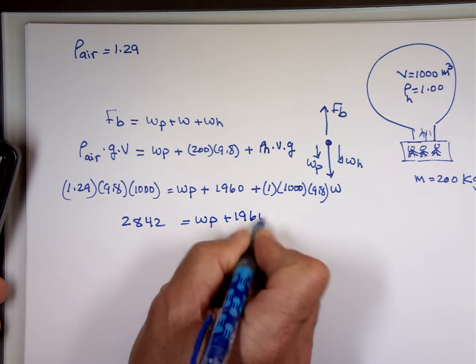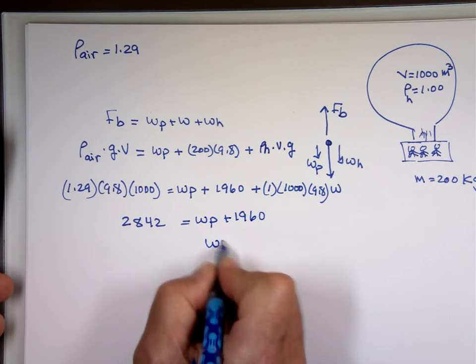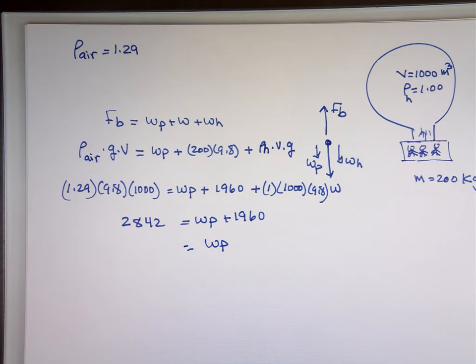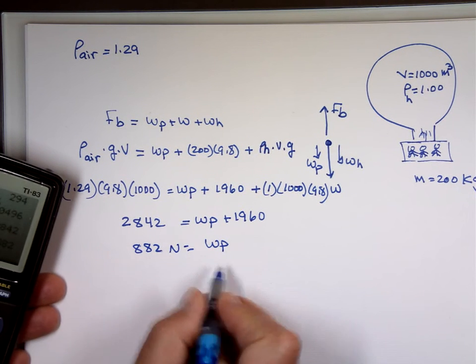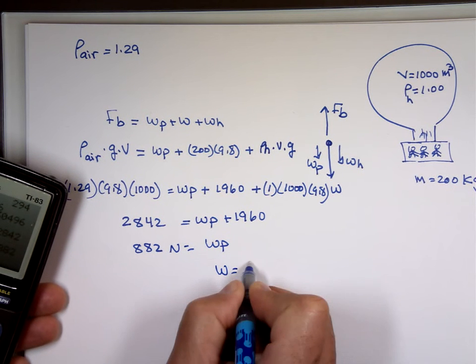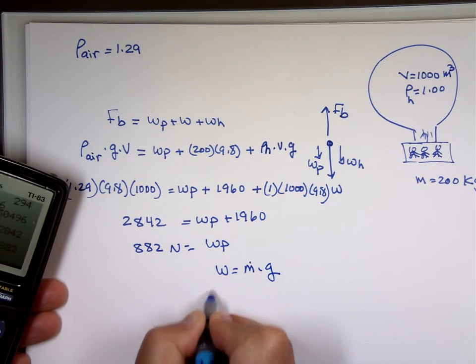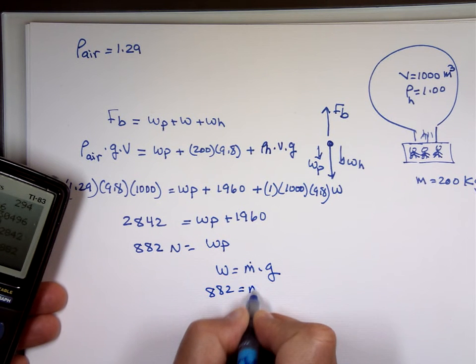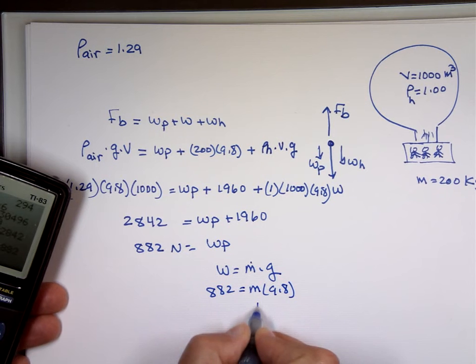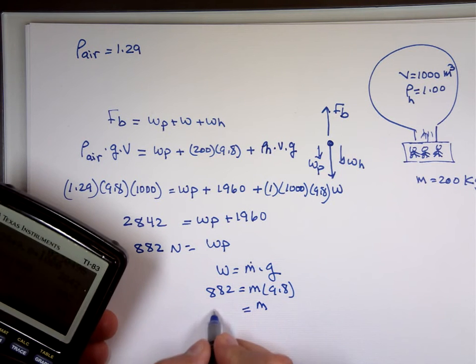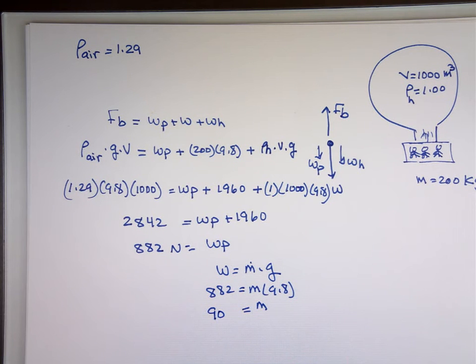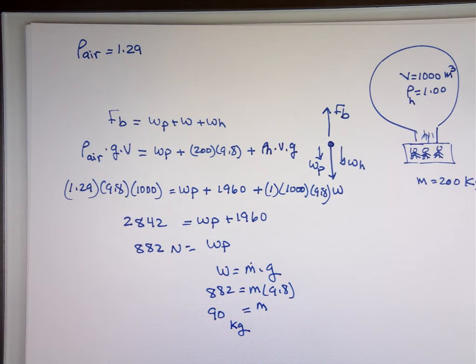So the weight of the people in this case is going to be 882 newtons, which means the mass: 882 equals the mass times gravity, which is 9.8. The mass of the person, what? You can have only one person of 90 pounds or less. I mean 90 kilograms, not pounds. 90 kilograms or less, which is about 200 pounds.